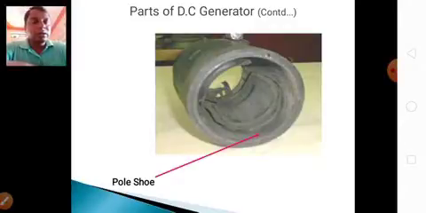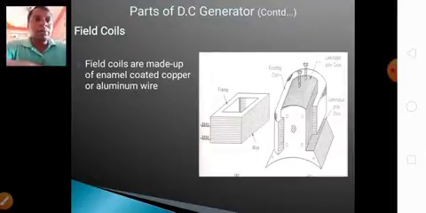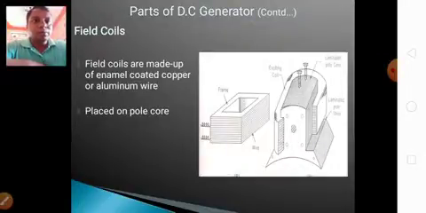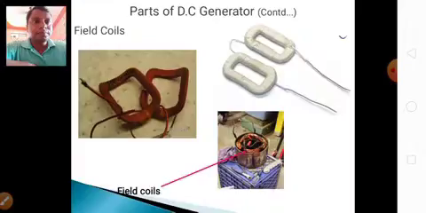In this we are using field winding, field coils, which are made up of enamel coated copper or aluminum wire. Mostly copper wires are used in these field windings, and in armature windings the same copper wires are used, right? These windings are placed on the pole core between the poles, and produce the magnetic flux when excited. These are the field lines, here it is the field coil. These are the field coils placed on the field pole core.